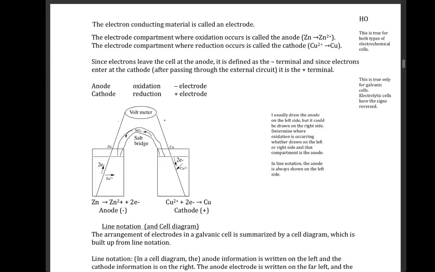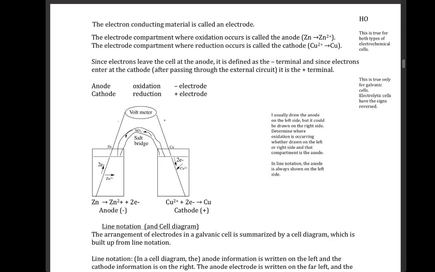Okay, so a little bit more of what we just talked about. The electron conducting material is called an electrode. The electrode compartment where oxidation occurs is called the anode. And the electrode compartment where reduction occurs is called the cathode. And this is true for a galvanic cell. This is also true for an electrolytic cell.